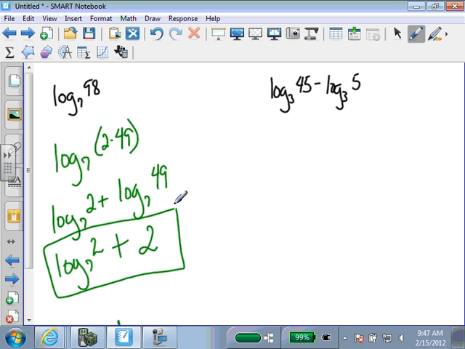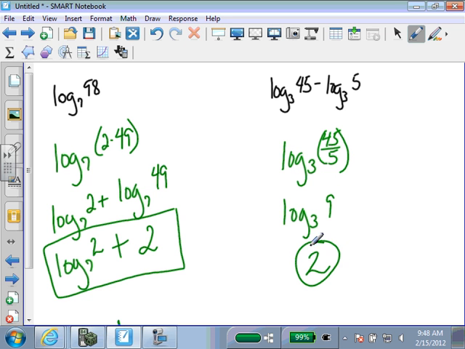Log base 3 of 45, no clue. Minus log base 3 of 5, no clue. However, it's a difference. So maybe if I condense this as log base 3 of 45 over 5, that's log base 3 of 9. Okay, we know that log base 3 of 9 is 2. So this problem, completely solvable without a calculator.